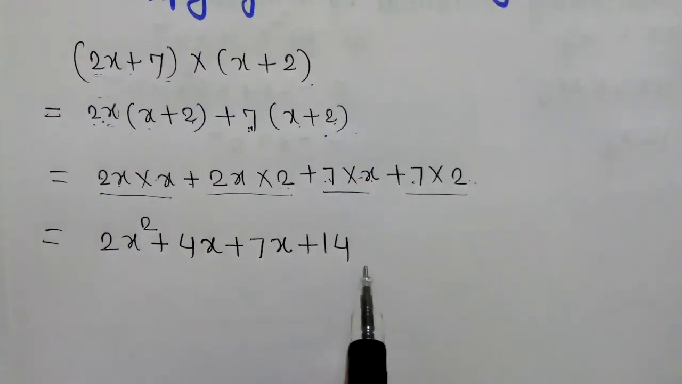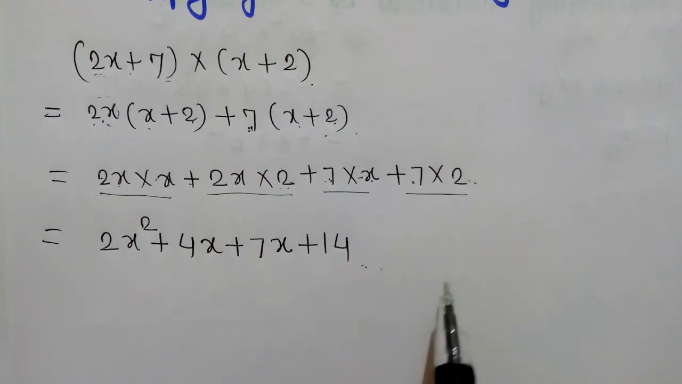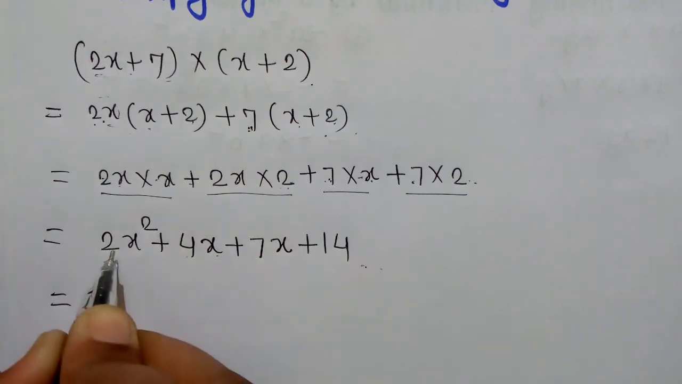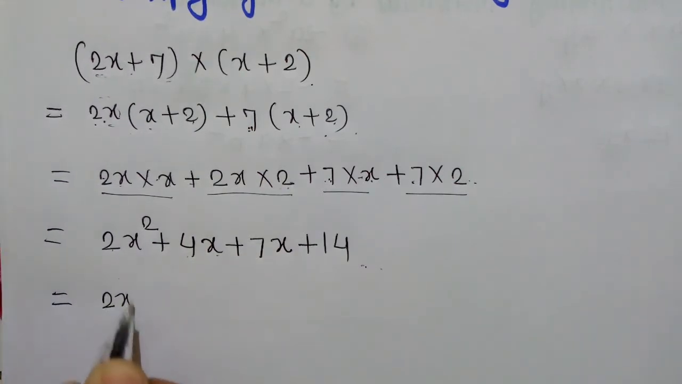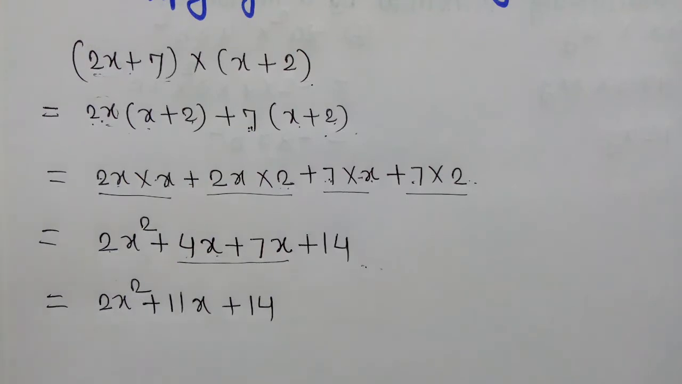Now here all terms are added. Now while adding, what do we have to remember? We have to remember we can add only like terms. So are there like terms? Yes, this 4x and 7x, they are like terms. So we will take that. So this 2x square as it is we will write, and this 4x plus 7x we will add. So 4 plus 7, yes, 11. 11x plus 14. So this is the answer of this multiplication. Now here all unlike terms are there and we cannot add or subtract them.